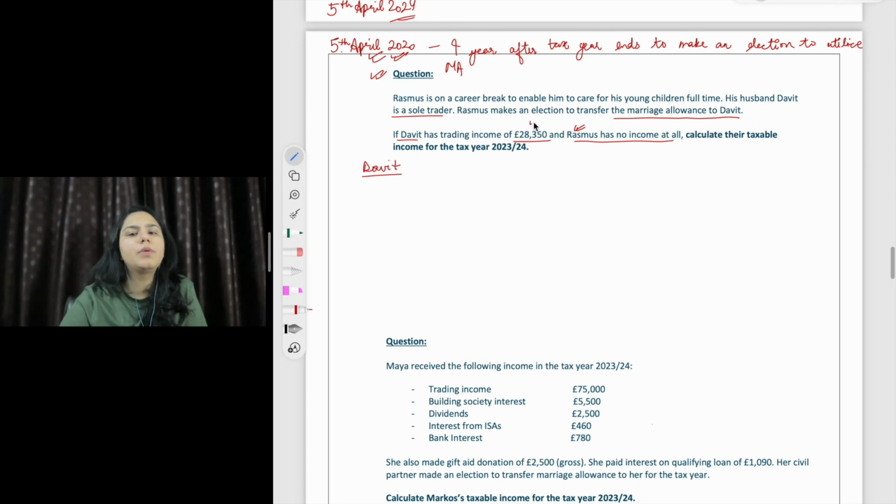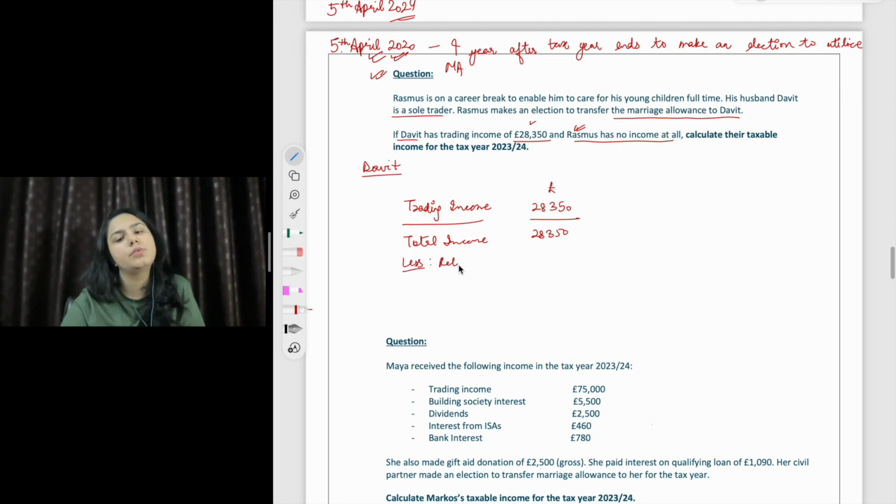So David has only one income, trading income, which is a part of his non-saving income. So let's write down trading income, which is 28,350. Then we have nothing else, so trading income is David's total income. No reliefs, so total income is my net income.